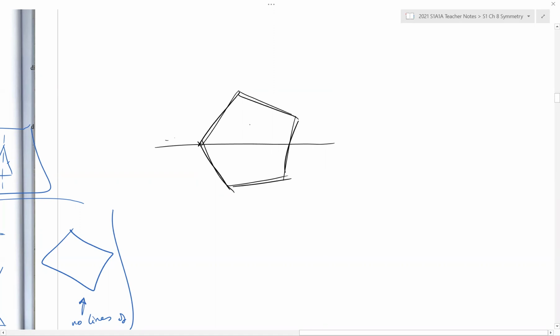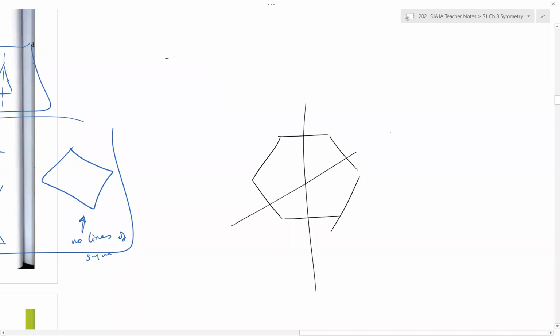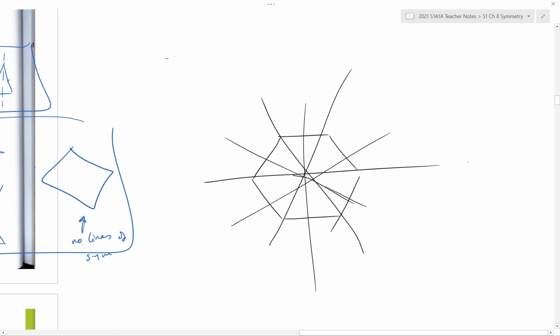So what if we now have a regular 6-sided figure called a hexagon? How many lines of symmetry will this have? Can you find the 6 of them? 1, 2, 3, 4, 5, and 6. Okay, so 7-sided will have 7, 8 will have 8, and so on and so forth. Provided that they are regular, meaning all the sides have the same length and the angles are the same.